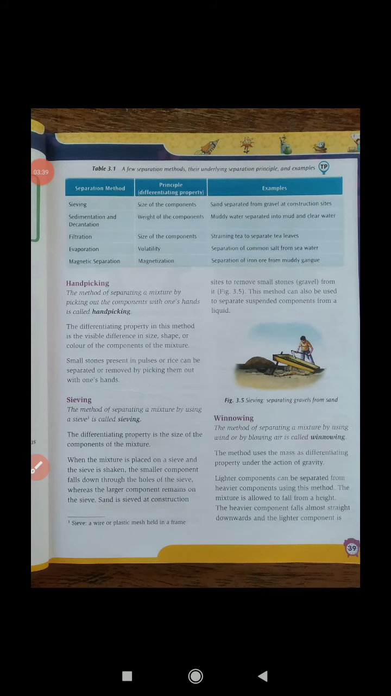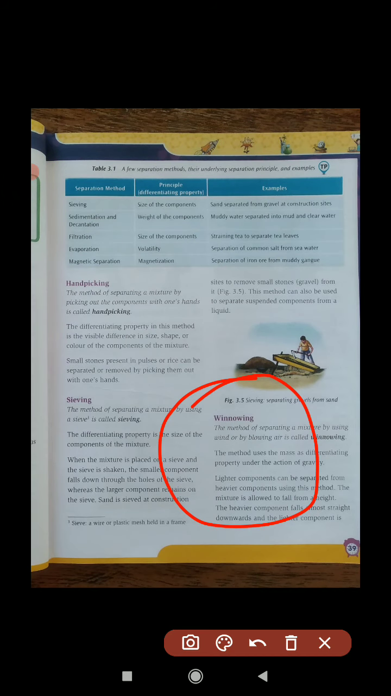Okay, now come to winnowing, a very nice process carried out in the presence of air. That also depends on the different weights, meaning the lighter will move away. This method uses mass as the differentiating property, so the lighter particle will move away, and the slightly heavier particle will fall down.